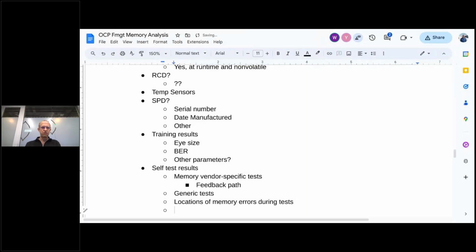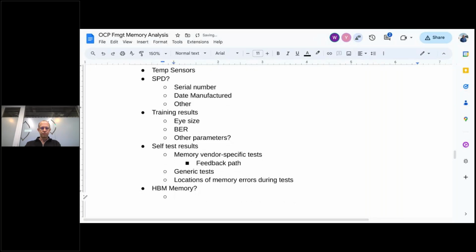Maybe we start with DDR5 and jump to HBM. I don't know. Yeah, I think we'll want to treat them a little bit differently, but I think it's a good idea to get it in here for both. Okay, sounds good. Yeah, and I agree. It's a different thing.